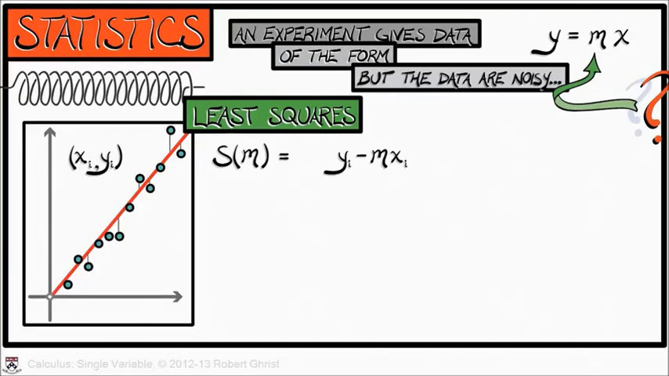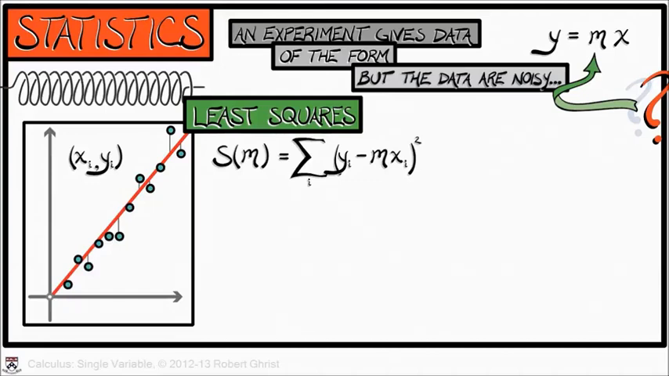Now, there's a bit of a problem in that these distances are signed. They're positive or negative, because I'm really just looking at the change in y values. So let's square that term. We have y sub i minus m x sub i, quantity, squared. And now let's sum all of those terms up over i. This is going to give you a deviation of the data from the line of slope m.